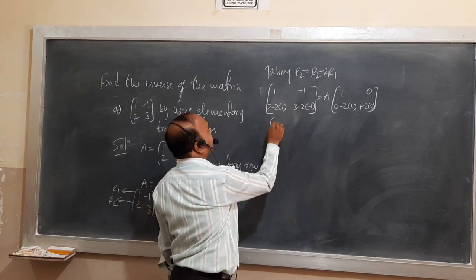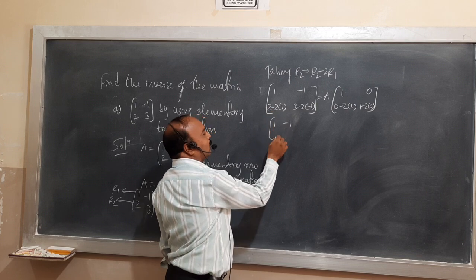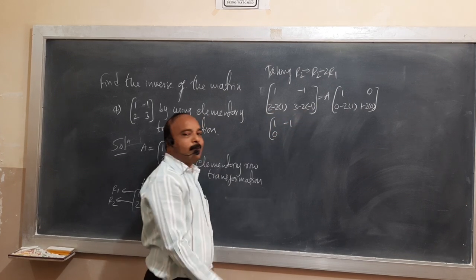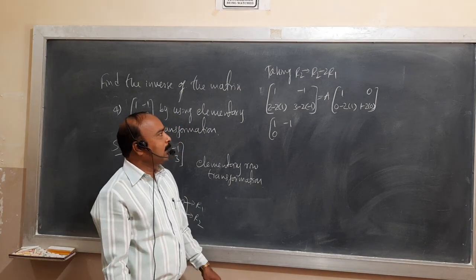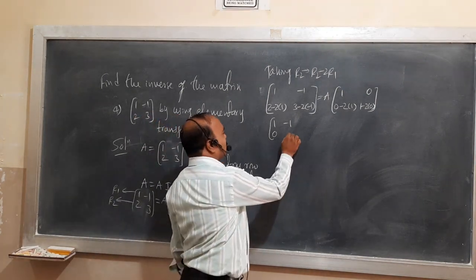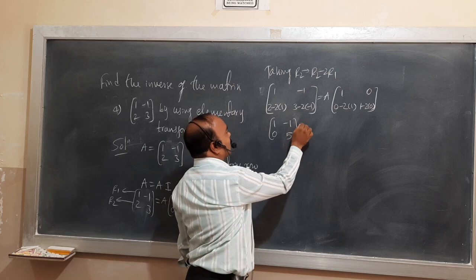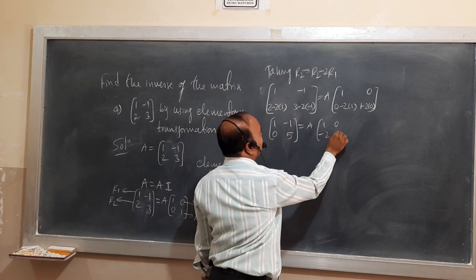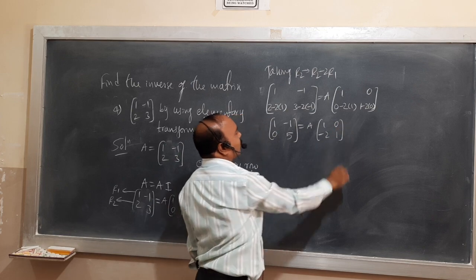Now simplify. It is 1 minus 1, 2 minus 2 is 0, 3 minus of 2 minus of minus 2. That is 3 plus 2, which is 5. Now it is equal to A into 1, 0, minus 2. 1 minus 0 is 1.